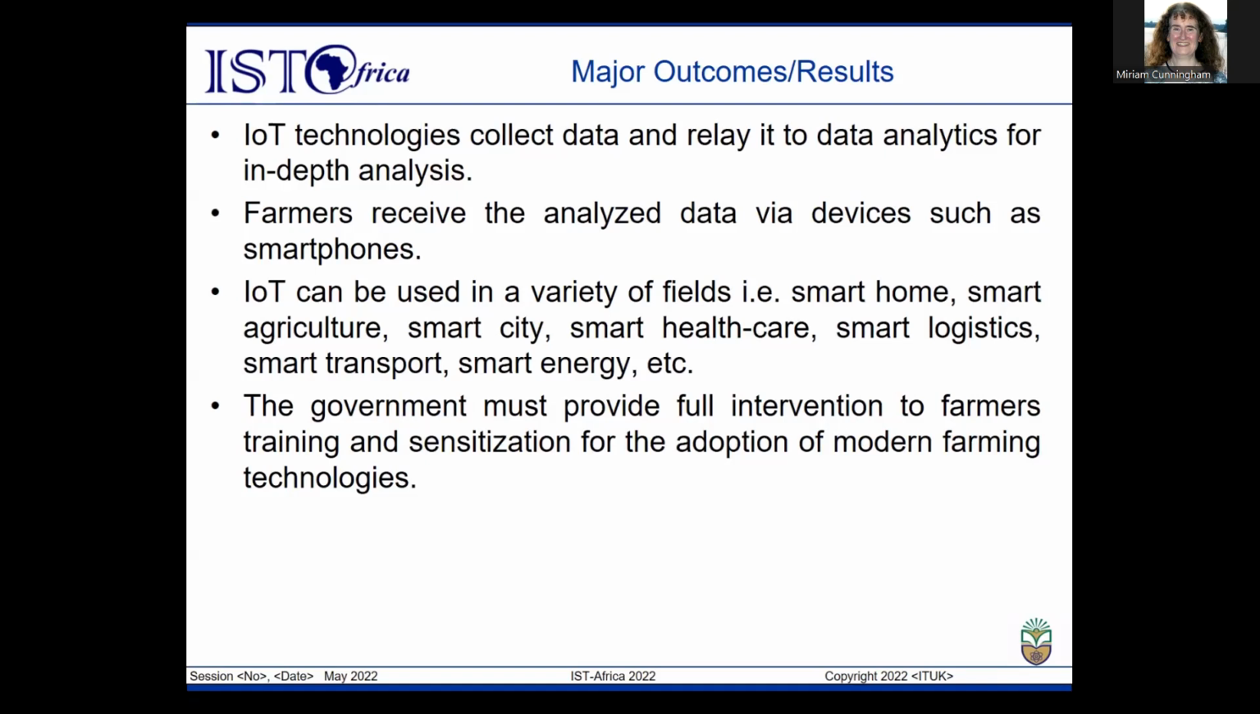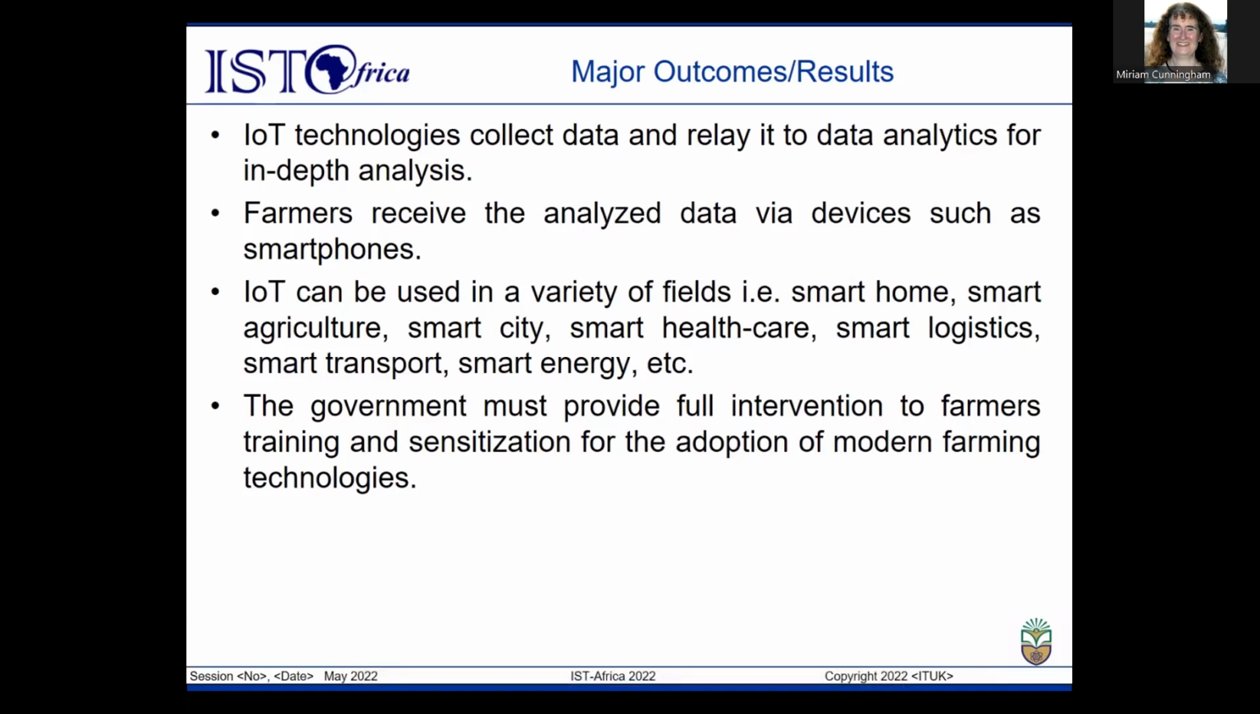And because of its popularity, IoT can now be used in a variety of applications such as smart homes, smart agriculture, smart city, smart healthcare, smart logistics, smart transport, smart energy, and so on.